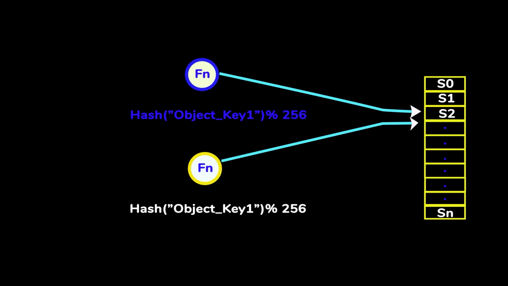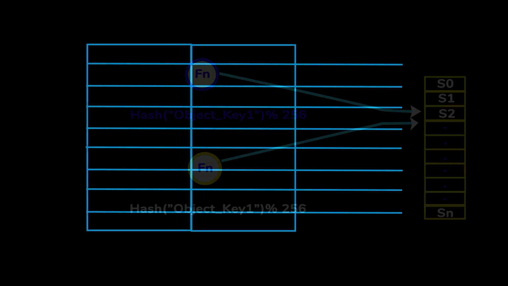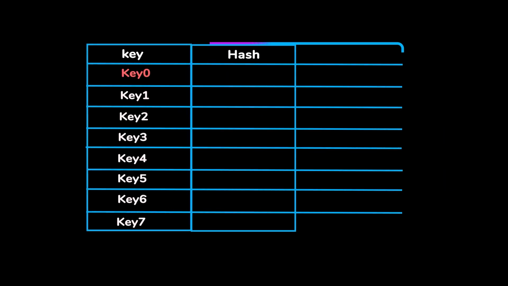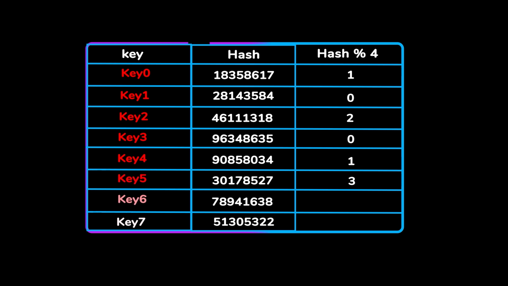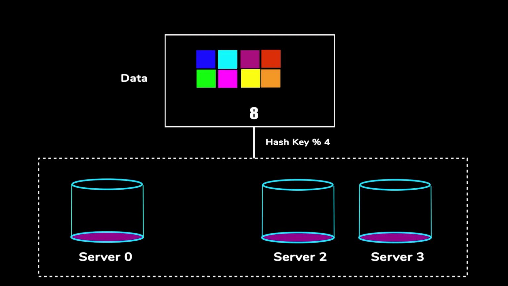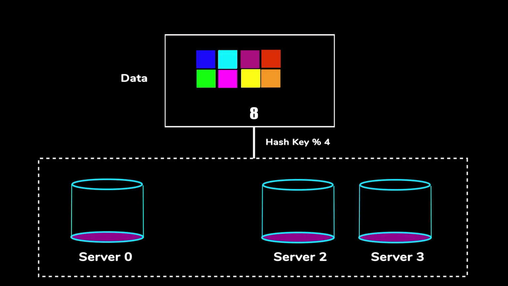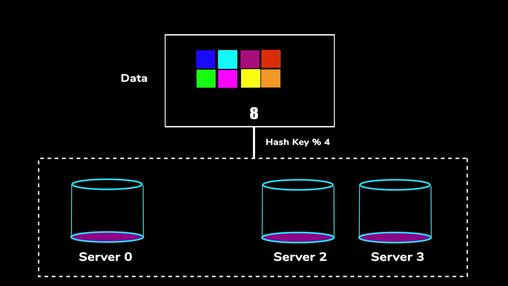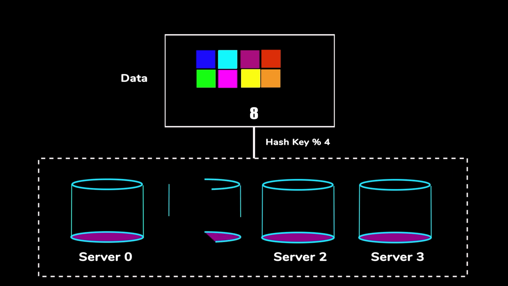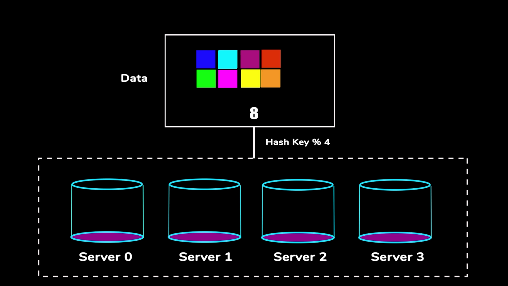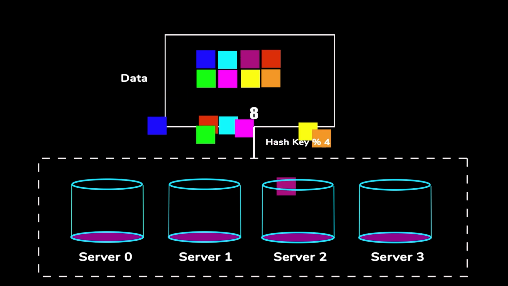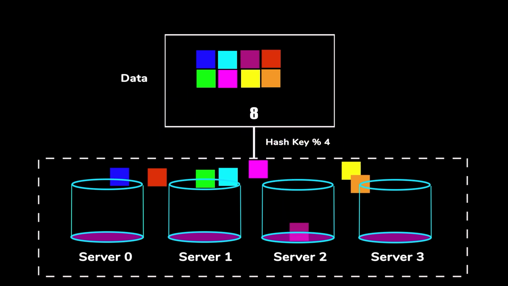Here is a concrete example. We have 4 servers with 8 string keys. With simple hashing, this is how we distribute the 8 string keys among the 4 servers. Now, this approach works well when the size of the cluster is fixed and the data distribution is even. But what happens when new servers get added to meet new demands, or when existing servers get removed?